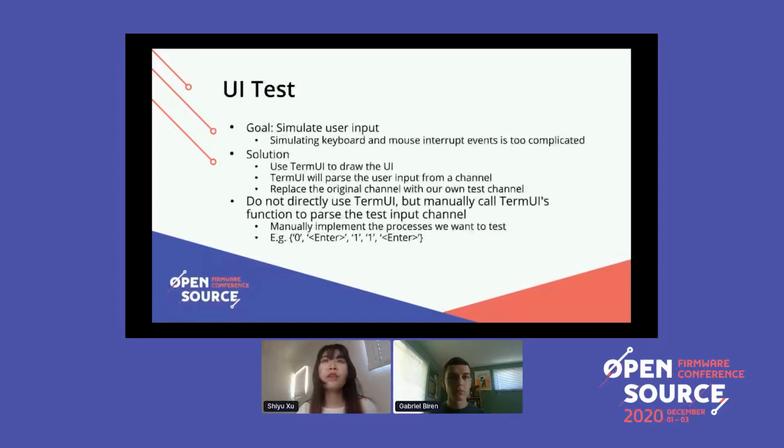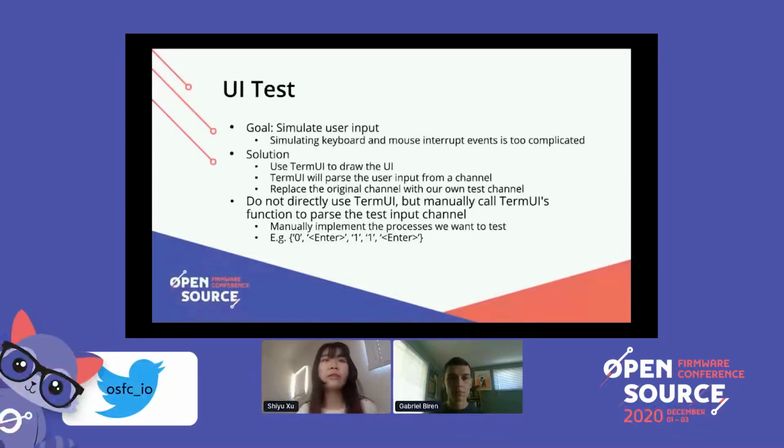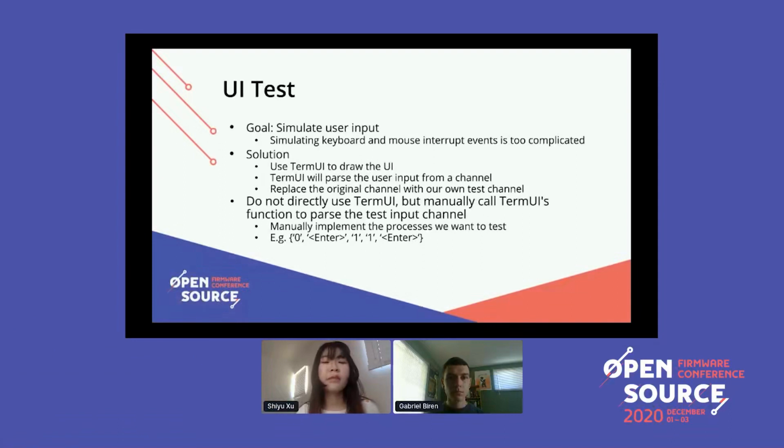And we also wrote unit tests for the UI part. Since the UI asks for users' input to interact with the program, the biggest challenge is how to simulate the user input. Directly simulating keyboard and mouse interrupt events is too complicated, so we found an alternative way. We use termui to build our UI, and termui passes the user input into a channel and then reads from the channel. So our idea is to replace the channel with our test channel in the test.